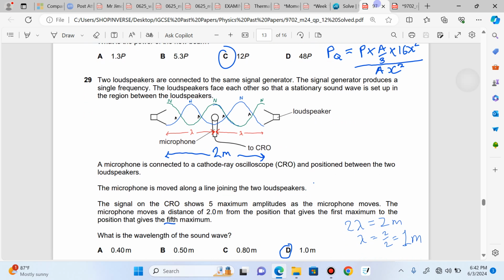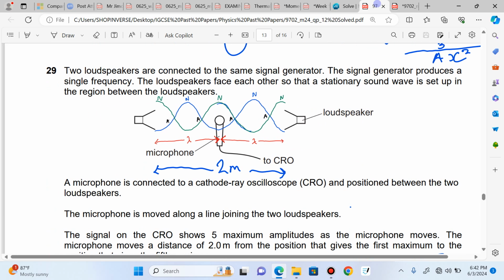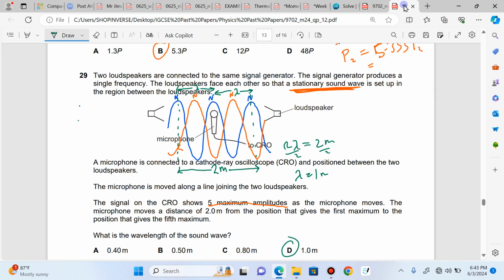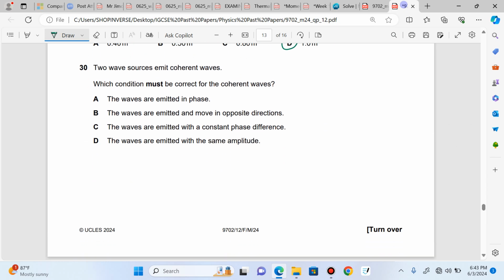Yes. So these are the 5 maxima. If you consider the sound coming from this one, use the color green to represent it. These are the 3 maxima from this. Consider the sound coming from here with color blue, 2 maxima from this, that's a total of 5 maxima, okay? So if the distance between one maxima and the other is 1 wavelength, the same thing here, another wavelength, then 2 wavelengths covers 2 meters, hence 1 wavelength is 1 meter. So let's continue with question number 30.